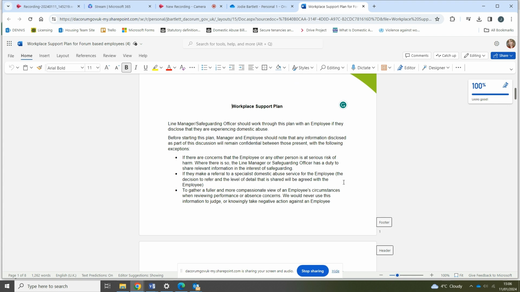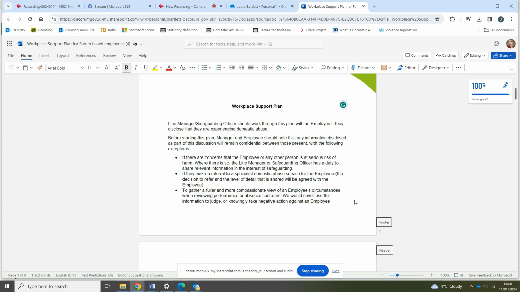But it also may be where an employee wishes for you to support them or to share the information that they've divulged to you through this conversation with a specialist service. And actually that can be a really helpful thing to make sure that they don't have to go through the process of repeating the same information. This potentially minimises the risk of re-traumatisation for them. So if we can do that with their consent, then you are able to share the completed workplace support plan with a specialist service if they agree to you doing so.